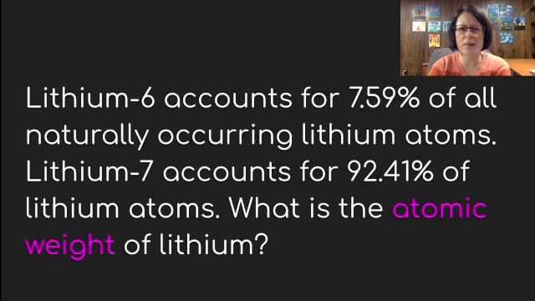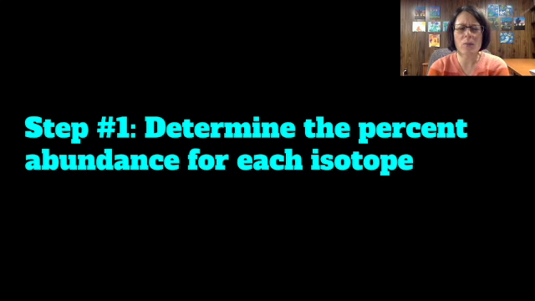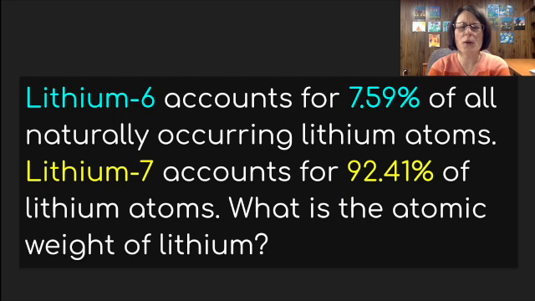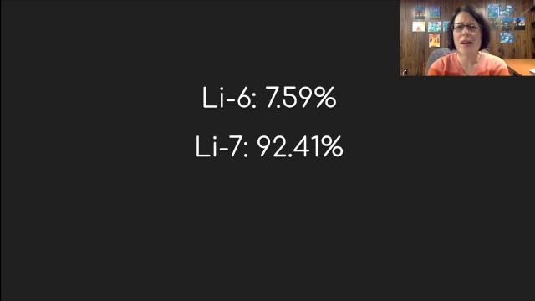Well, there's a few steps we have to follow. Step 1 is to determine the percent abundance for each isotope. So I highlighted those in the problem. We know that the percent abundance for lithium-6 is 7.59%, and the percent abundance of lithium-7 is 92.41%. So write that down on your sheet for that step, just like I have here.